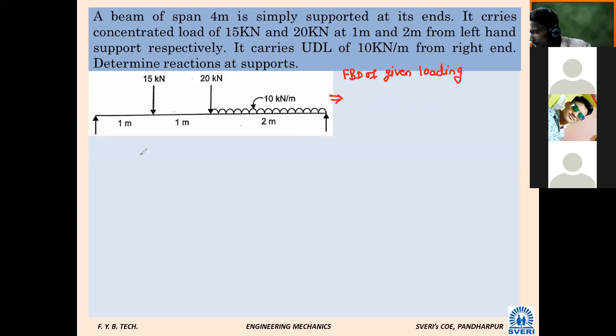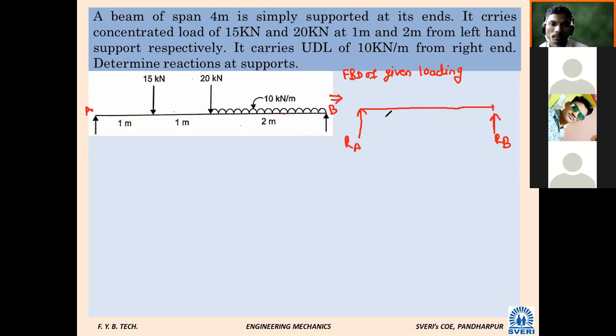If I draw a horizontal line, something like this, a horizontal line, then at the ends, how will the reactions be? As it is a simply supported beam, there will be reactions. Suppose I name the ends A and B. At point B there will be RB, and here there will be RA.